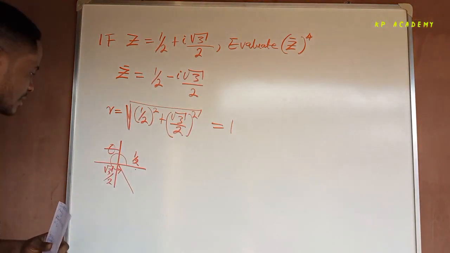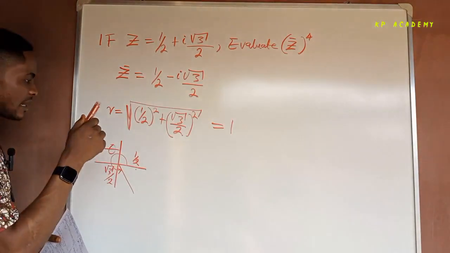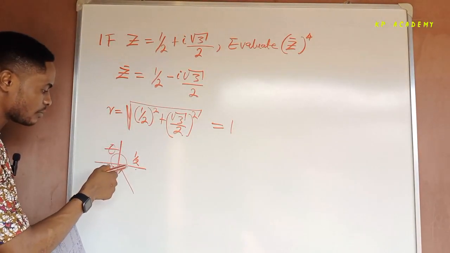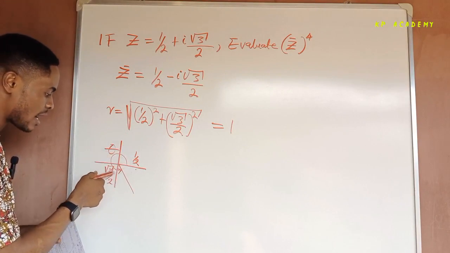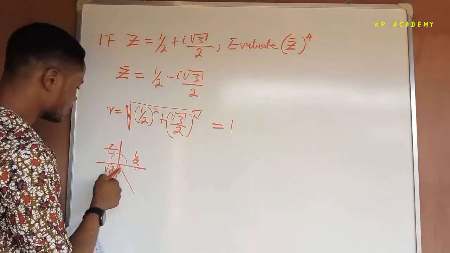I hope you understand that. Remember, please, you can go back to our previous videos we made. We saw that the argument is the angle taken from the positive x-axis anti-clockwise until it touches the diagonal. I hope you can see that clearly. Okay, so this is our argument.